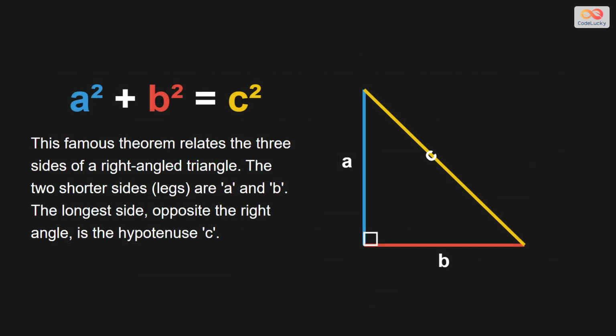To do this, we need a special tool, the Pythagorean Theorem. It applies only to right-angled triangles and states that if you square the lengths of the two shorter sides, A and B, and add them together, you get the square of the longest side, C. That is, A squared plus B squared equals C squared.